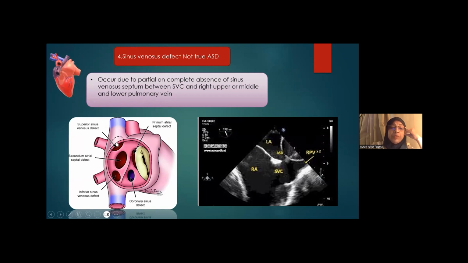So superior sinus venosus defect is here between the superior vena cava and the upper end of the atrial septum, and it may be like inferior sinus venosus between the inferior vena cava and the atrial septum. So in the echocardiography, you can see like this is a sinus venosus type of ASD.